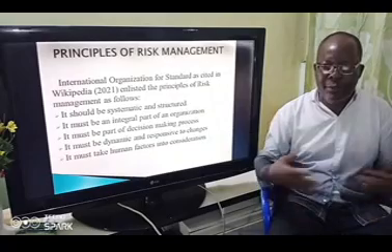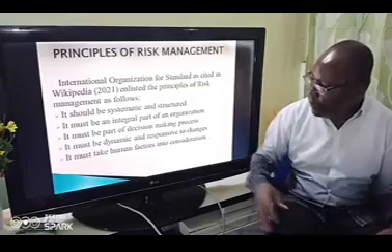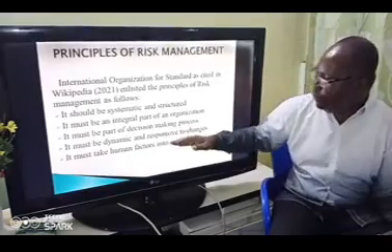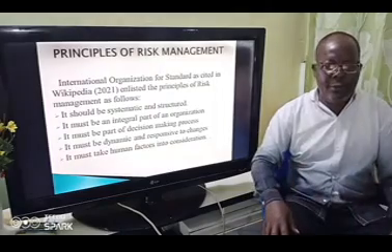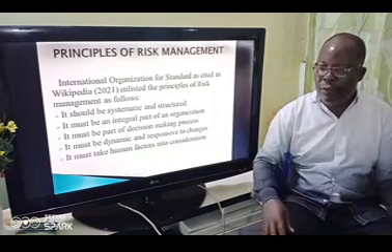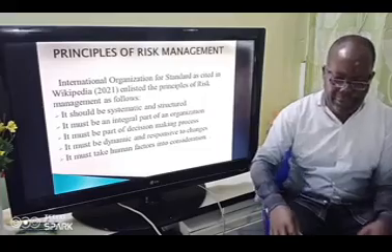Risk management must meet technology in time like this. Then the last but not least is that it must take human factors into consideration. We need to think about the people at work. We need to provide them all the necessary tools for them not to be endangered whilst working.